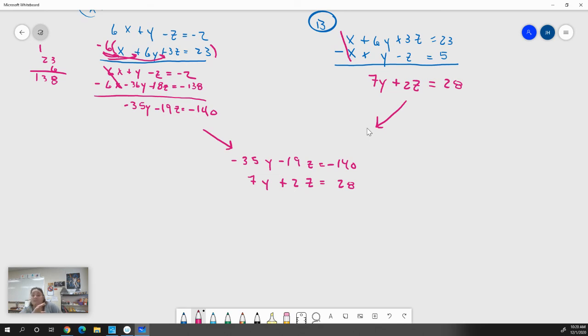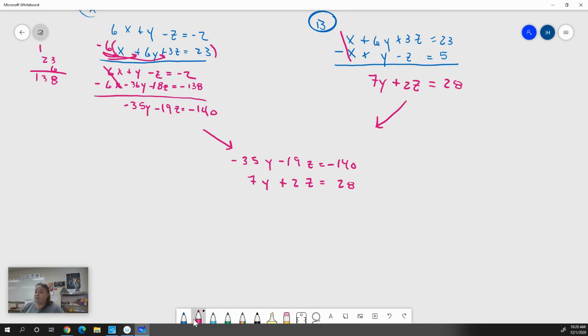And I know that this is labor extensive. This is the hardest thing we've done all semester, which is why I'm taking extra time with it. So I need to look at this right now and I go, what can I eliminate? And I can go, okay, well, I know that 7 goes into 35. 2 doesn't go into 19. So for that, to get rid of z's, I'd have to find a least common multiple. It's a pain. But I know that 7 goes into 35 because 7 times 5 is 35.